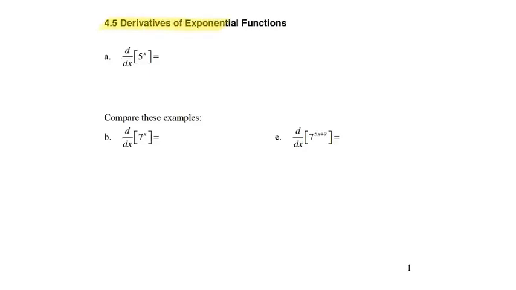So now I'm going to solve a couple problems from the 4.5 derivatives of exponential function problems. My numbering of the problems is off because of the way I cropped my page. The first problem asks us to take the derivative of 5 to the x power.